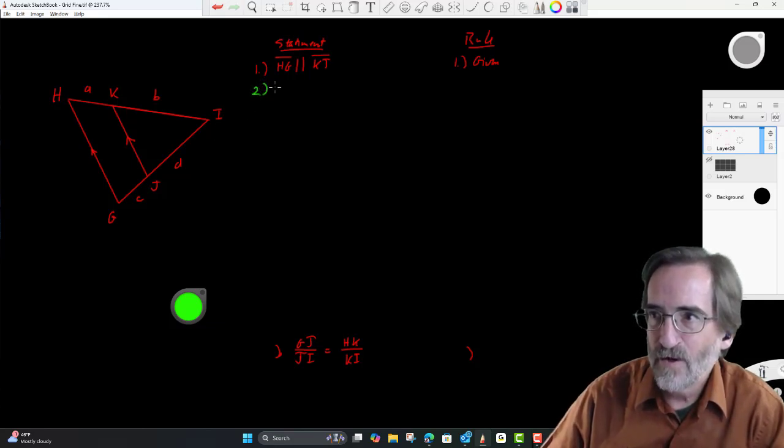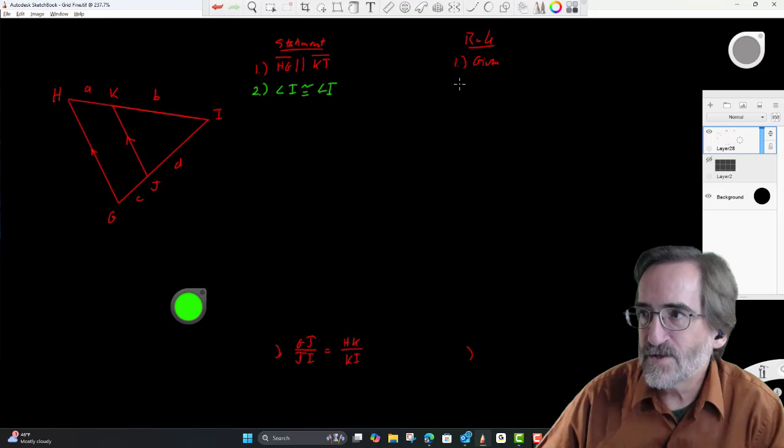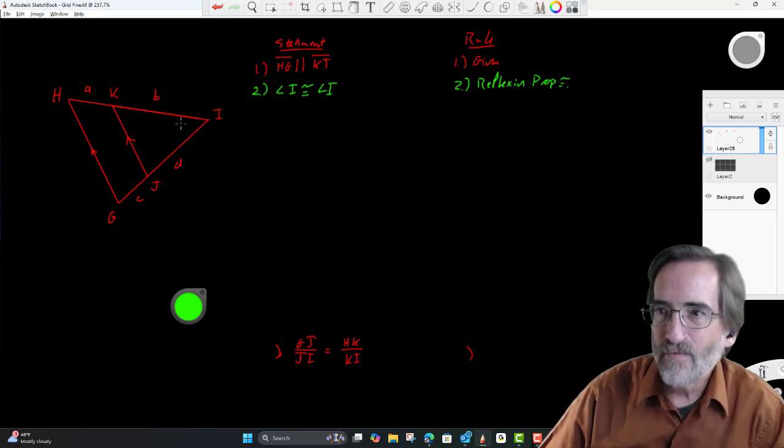Step 2. Let's start with the angle. Angle I is congruent to angle I. Anything is congruent to itself, it's just a reflex. It's a knee-jerk reflex, like getting hit on the knee with a rubber mallet at the doctor's office. So it's the reflexive property of congruence. Okay, so let's go ahead and mark that. We've got an angle congruent to an angle.